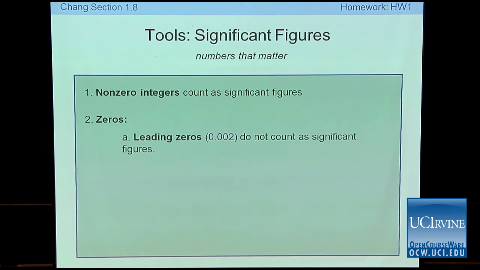Okay, zeros. Here it gets interesting. Leading zeros do not count as significant figures. So there are 4 numbers here, and there's only one significant figure. Why is that? Well, I can rewrite this number as 2 times 10 to the minus 3. There's only one significant figure. The position of the decimal point is arbitrary. These zeros contain no information. Captive zeros, zeros sandwiched between two non-zero integers, are significant. So in this particular case, this number has 1, 2, 3, 4, 5, 6 significant figures.